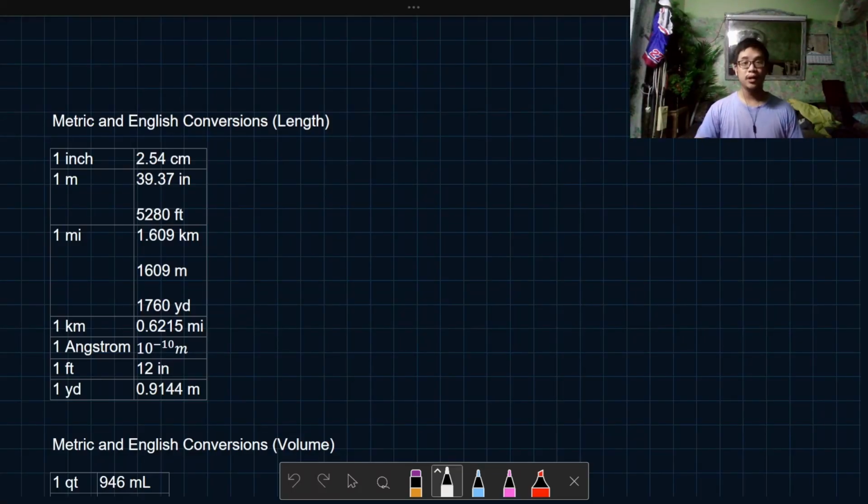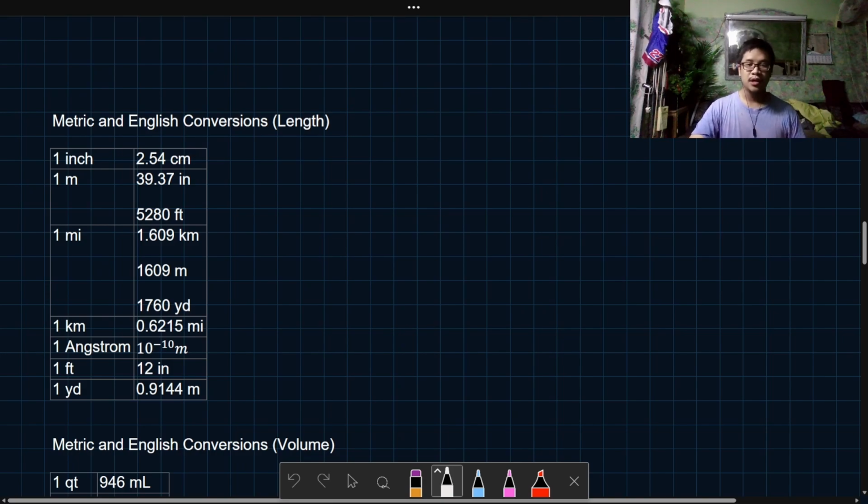Hello, everyone, and welcome back to the continuation of this unit and measurement topic. Here we still need to discuss unit conversion. To be particular, we're going to talk about metric and English conversion.